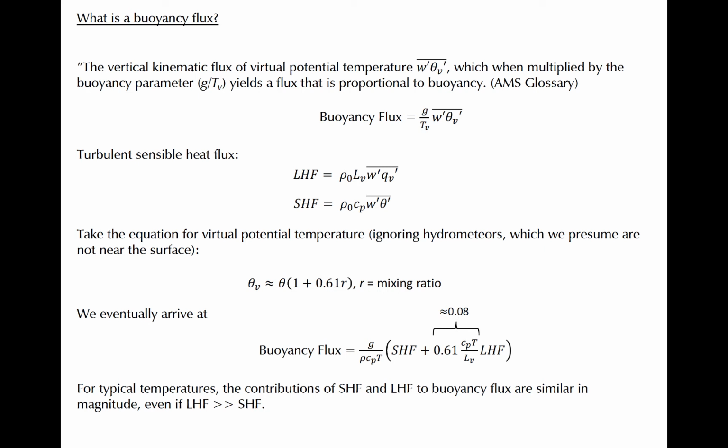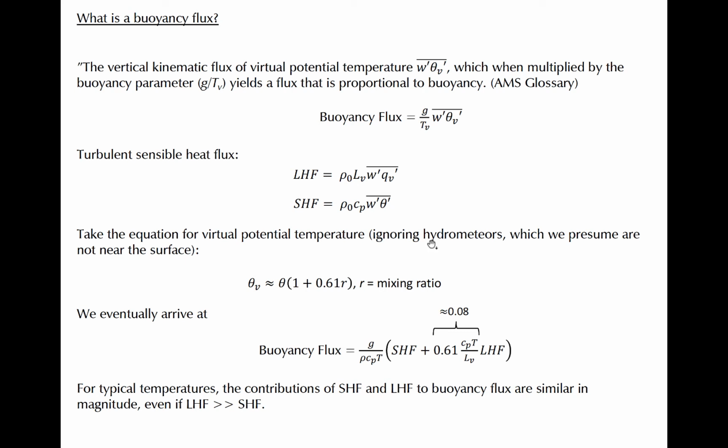This has important implications for the relative importance of latent and sensible heat flux on buoyancy of rising thermals in the boundary layer through the buoyancy flux. For a typical value of q prime of order 0.1 and theta prime of order 1, the latent heat flux is roughly 1 to 2 orders of magnitude larger than the sensible heat flux.